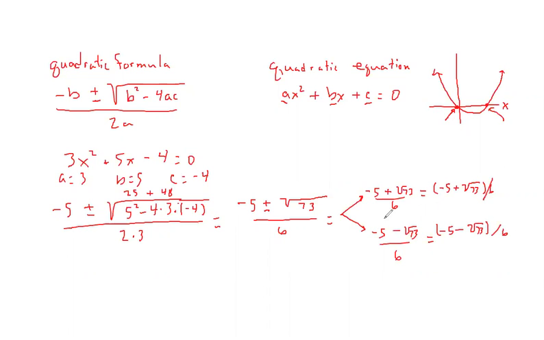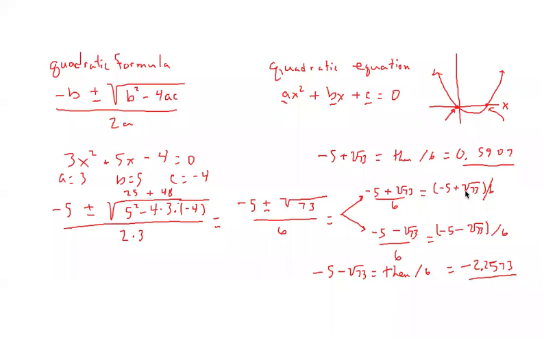Now you can do it either way. If you do it like this, just go -5 plus square root of 73, then hit your execute button or your equal button, and then divide by 6. Here's what I mean. -5 plus square root of 73, then hit your equals button, and then divide by 6, and you should get your answer. What do you get? And there's our two answers.